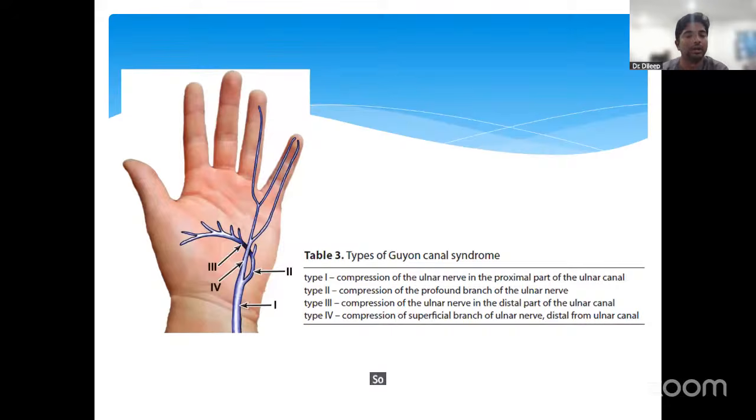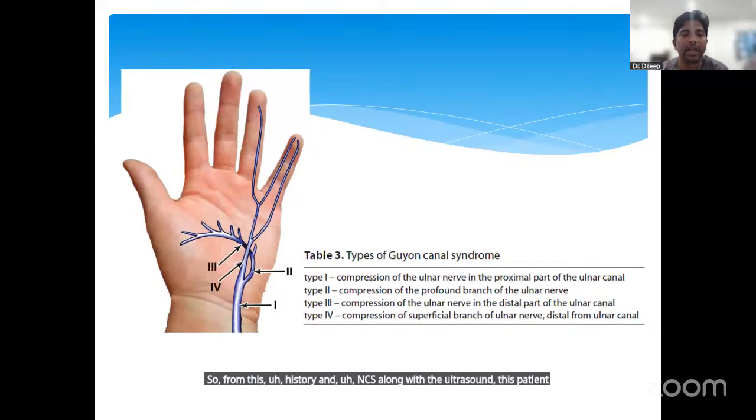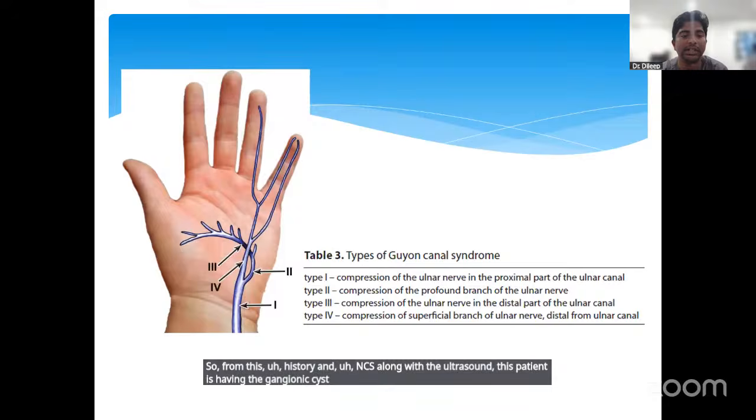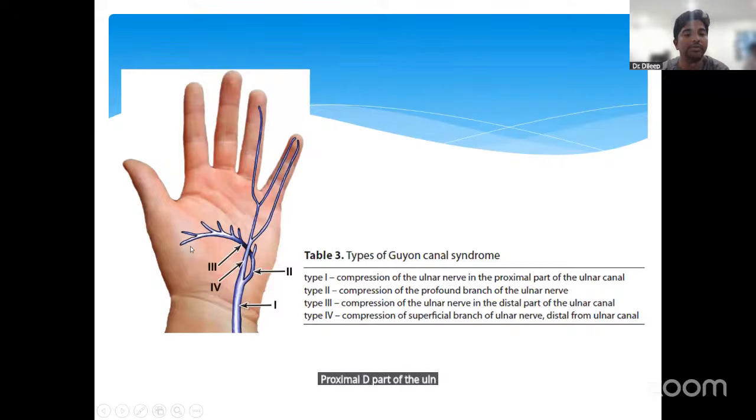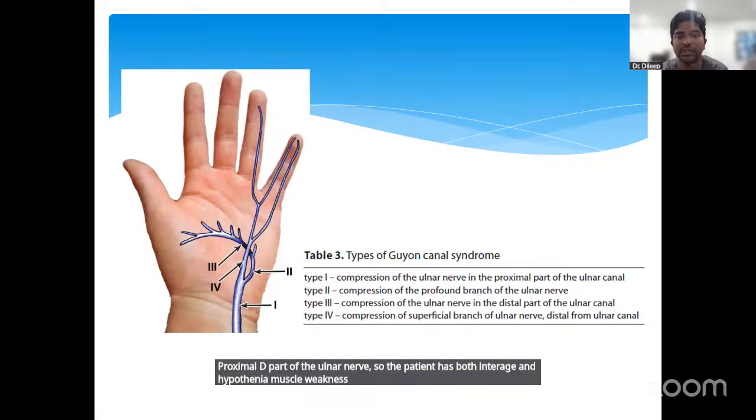So from this history and NCS along with the ultrasound, this patient is having the ganglionic cystic lesion present in the Guyon's canal, compressing the deep part of the ulnar nerve. The patient has both interossei and hypothenar muscle weakness, sparing the sensations supplied by the superficial part, along with the dorsal cutaneous and medial antebrachial parts, which are not involved.